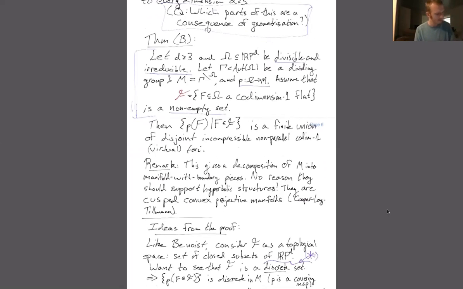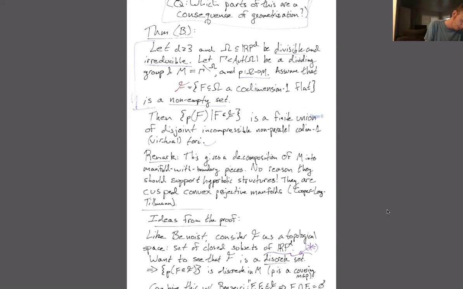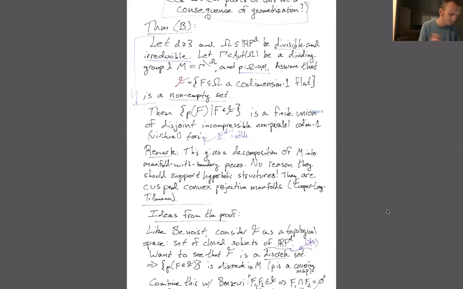So the result then is that if you look at the projection of the set of flats in the manifold M, it's a finite union of disjoint, incompressible, non-parallel codimension 1 tori, or virtual tori, where really you could say a little more here. They're not just virtual tori. These are homeomorphic to Euclidean manifolds, and are in fact, I guess, bi-Lipschitz to Euclidean (d-1)-manifolds. Okay, so this is much like Benoist's result.